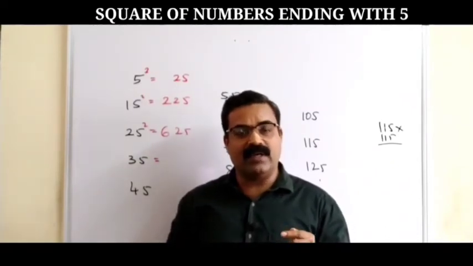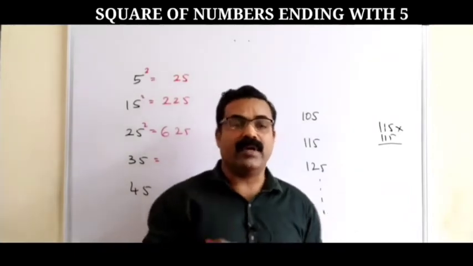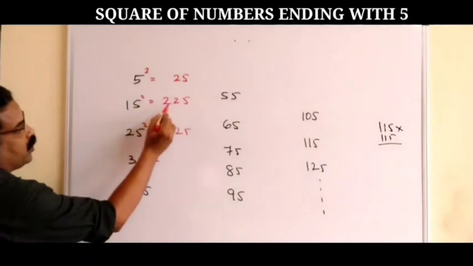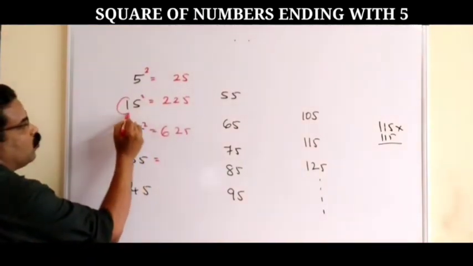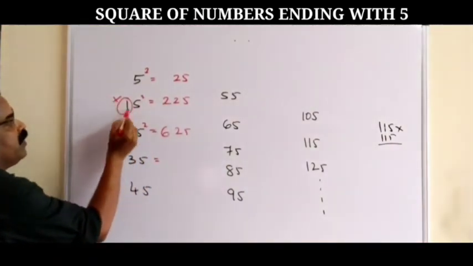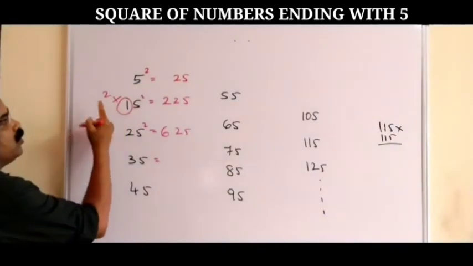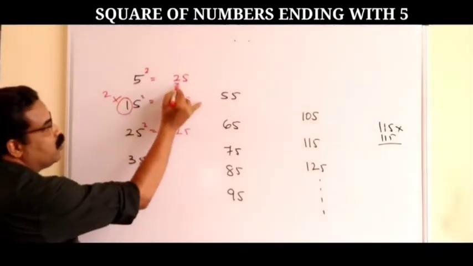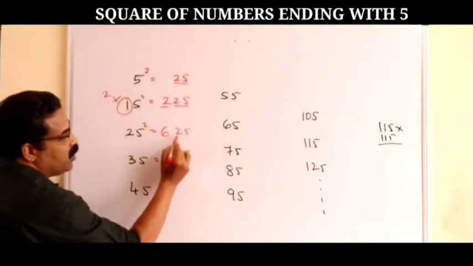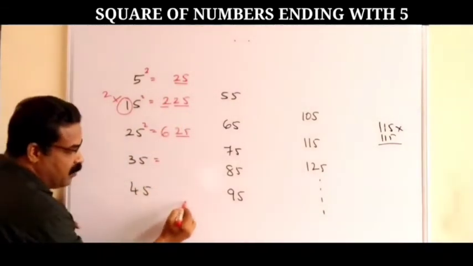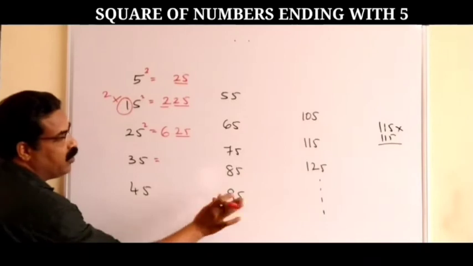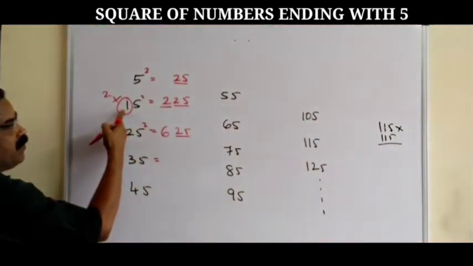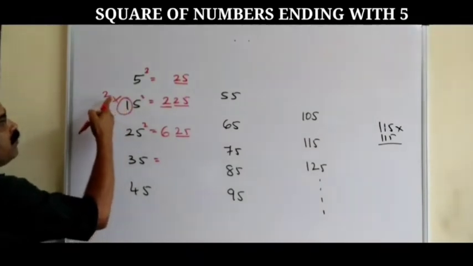But here I am giving a trick. Without multiplication, you can write the answer directly. So here, what is this number? 1. 1 multiplied by its next number 2. 1 into 2, the answer is here. The last 2 digits, here also 25, here also 25, here also 25. For all these numbers, the last 2 digits will be 25 only.